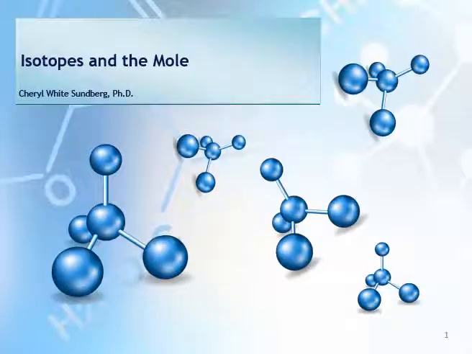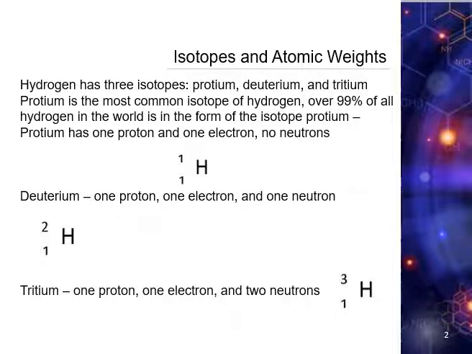Isotopes and the mole. Isotopes and atomic weights. Hydrogen has three isotopes: protium, deuterium, and tritium.